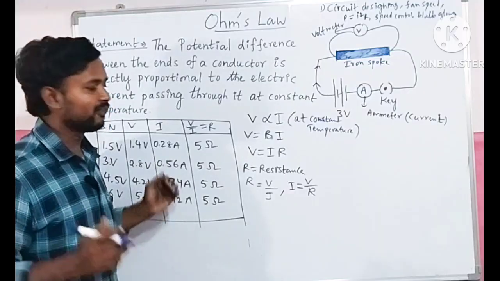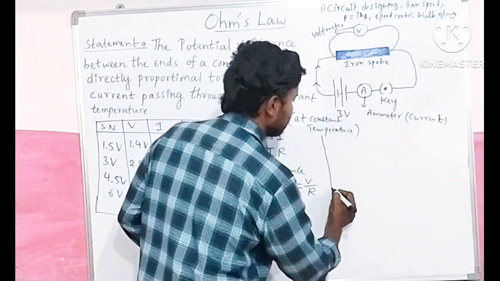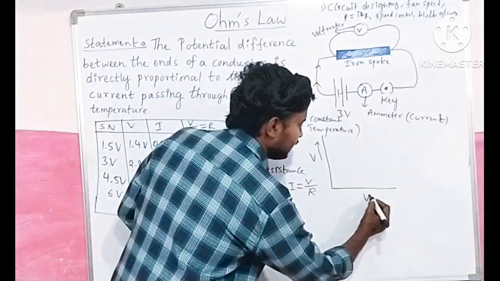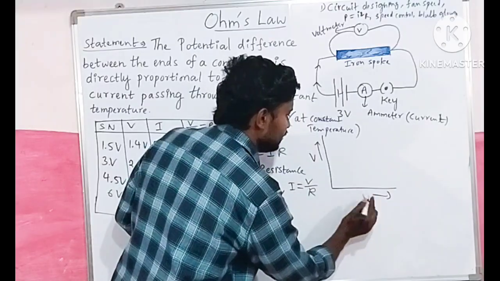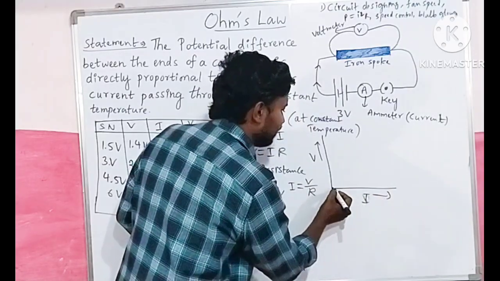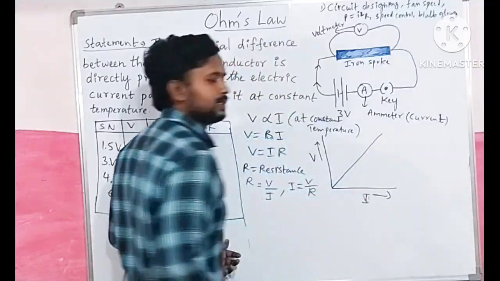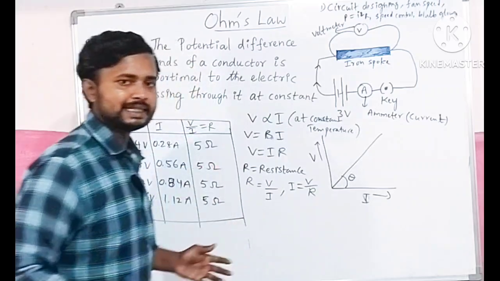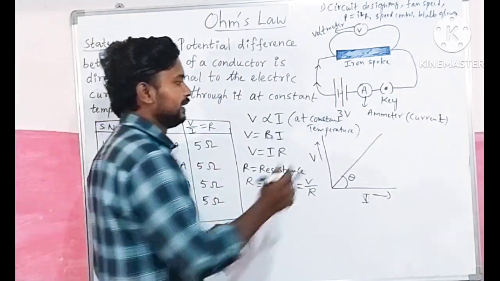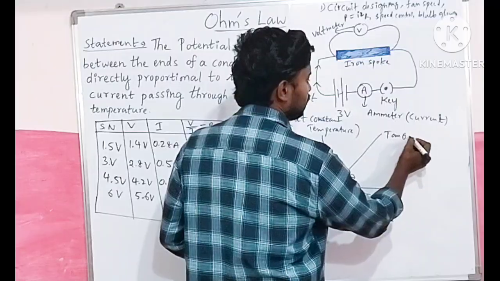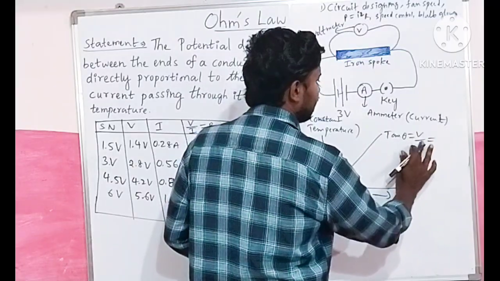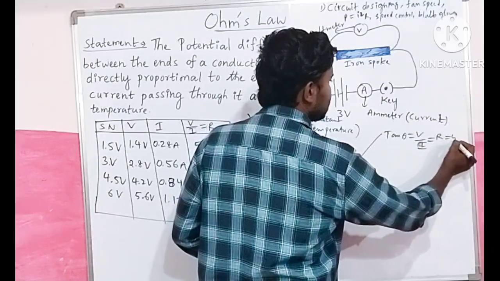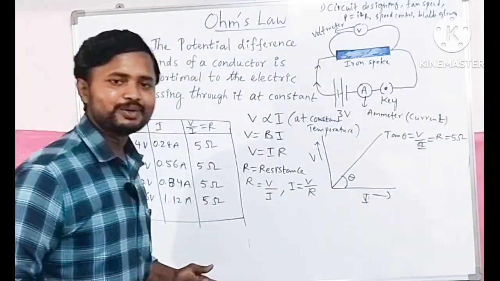When we draw the graph with voltage in the y-axis direction and current in the x-axis direction, the graph is a straight line passing through the origin. Now we know that tan theta equals V by I, which is equal to resistance, which is equal to 5 ohms.